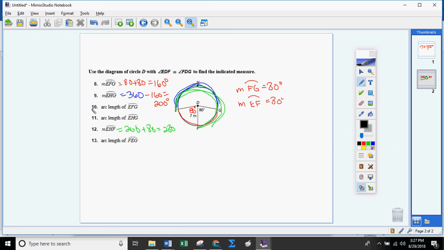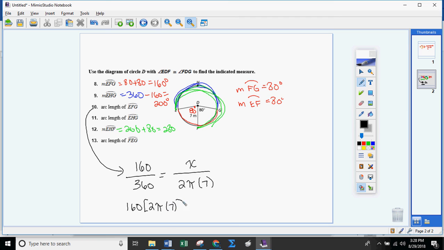Now, to find the arc length, remember arc length is the angle measurement. So we said EFG is 160. So 160 is to 360 as the arc length is to the circumference. And the circumference is 2 times pi times 7. So I'm going to cross multiply. I'm going to do 160 times 2 times pi times 7, and then I'm going to divide both sides by 360.